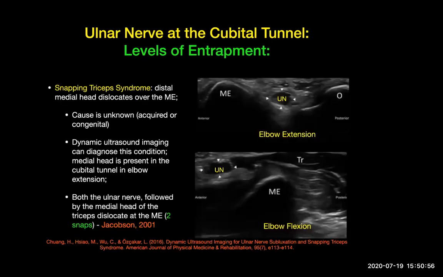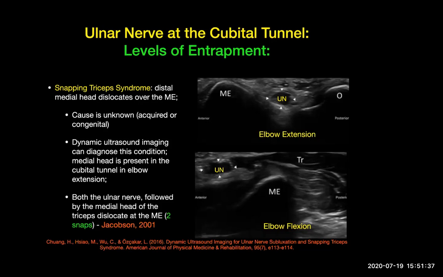Next is, of course, the snapping triceps syndrome. We know that there should only be one snap, and the first snap is usually made by the ulnar nerve, okay? While the medial distal head dislocates over the medial epicondyle, that would be the second snap. First snap, ulnar nerve; second snap, the medial triceps. The cause is unknown, but dynamic ultrasound imaging can diagnose this condition, and this is present also in patients with asymptomatic elbow problems.